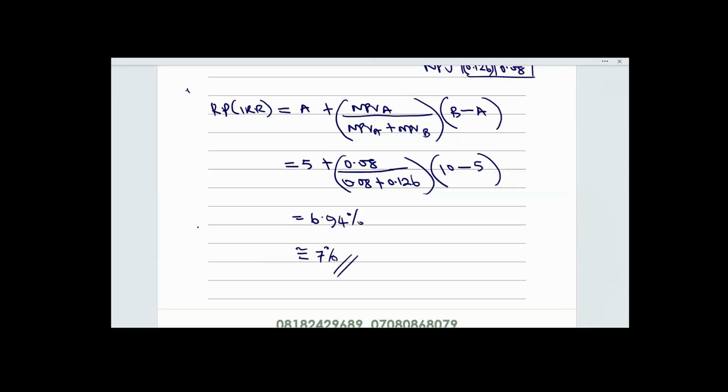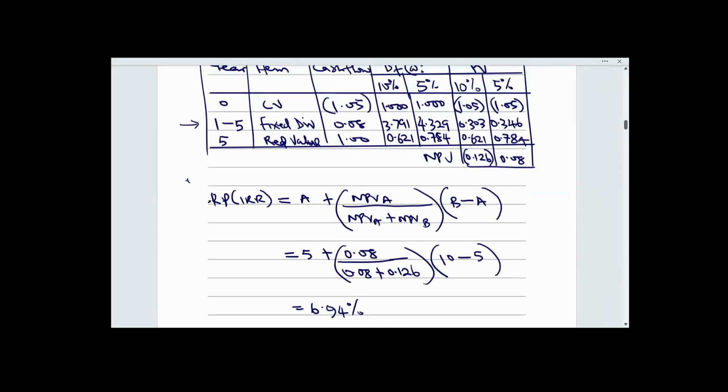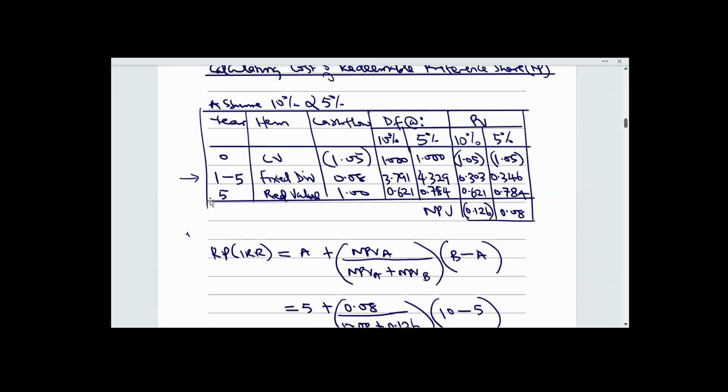Okay, that's the end of the question. This is how to calculate cost of redeemable preference share. Let me know if you have any question for me.